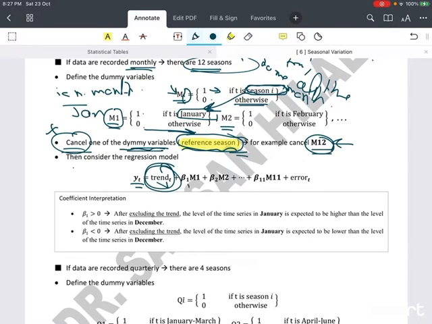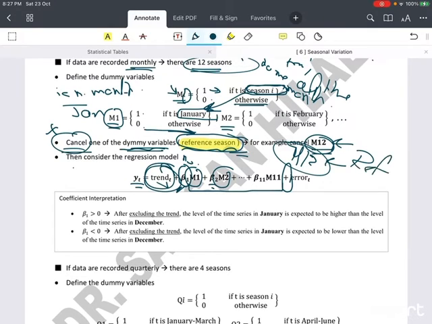Then you will write this beta 1. This is a coefficient. This coefficient means a number, with M1. Then beta 2 with M2, plus. Why we didn't write M12? Because we deleted it. It is the reference. Okay, this is the reference. The reference, I don't write it in the regression model, the regression equation.